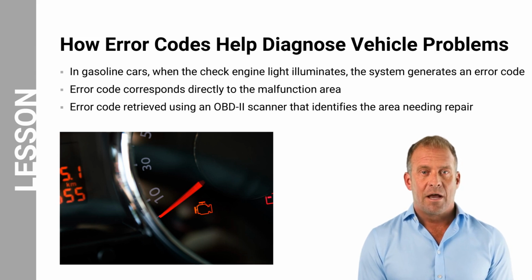When the check engine light illuminates in a gasoline car, the system actively generates a unique error code corresponding to the malfunctioned area. This error code can then be retrieved using an OBD2 scanner, providing valuable diagnostic information that identifies the area where the issue needs repair.